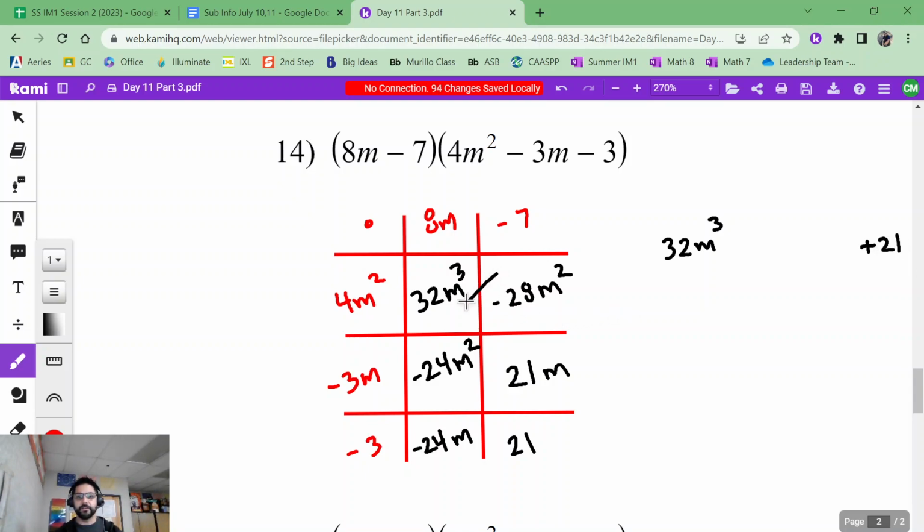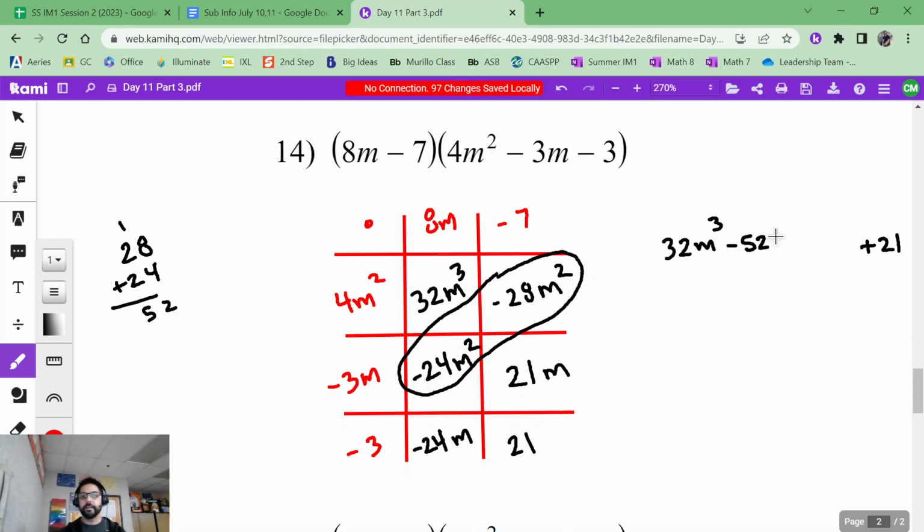All right, diagonal. Both are negative, which means I'm going to add them together and it stays negative. If you need to, you go off to the side and do 28 plus 24. That gives me 52, but remember, negative 52m squared. The m's, different signs, so I'm going to subtract, keep the negative sign, so negative 3m.